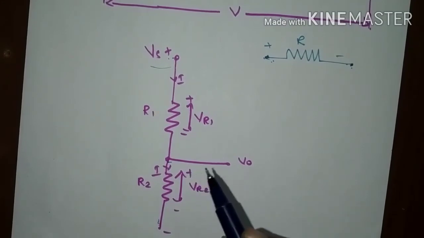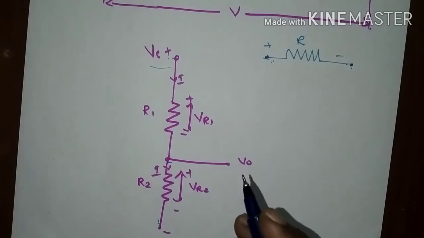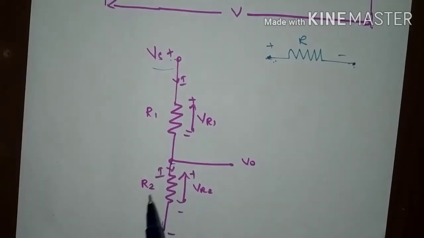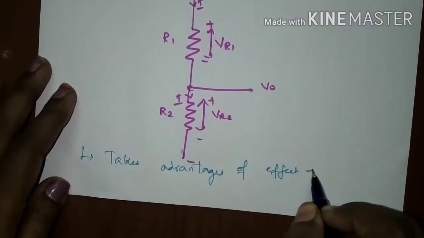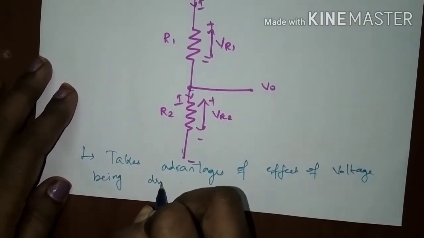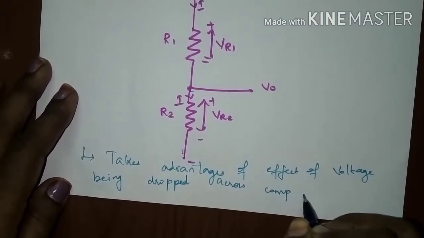The voltage or potential divider is a simple passive circuit that takes advantage of the effect of voltage being dropped across elements connected in series. It takes advantage of the effect of voltage being dropped across the components connected in series.